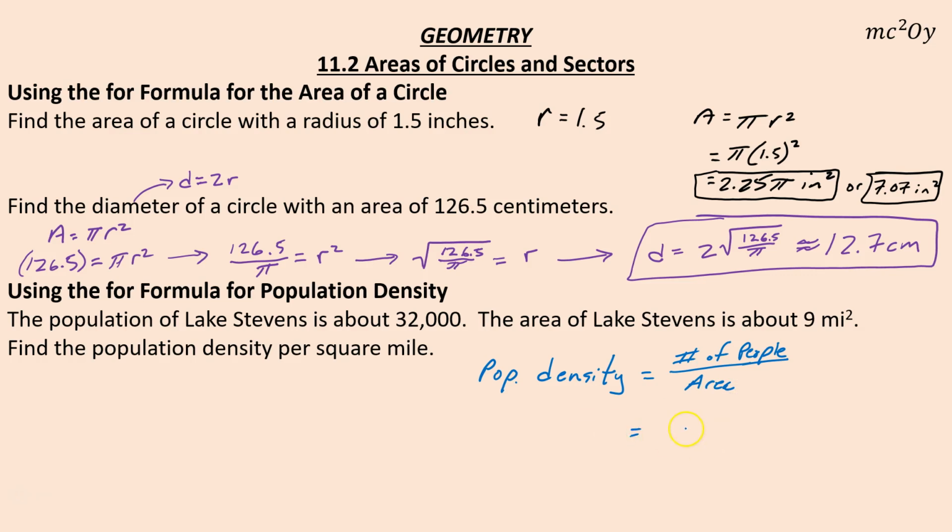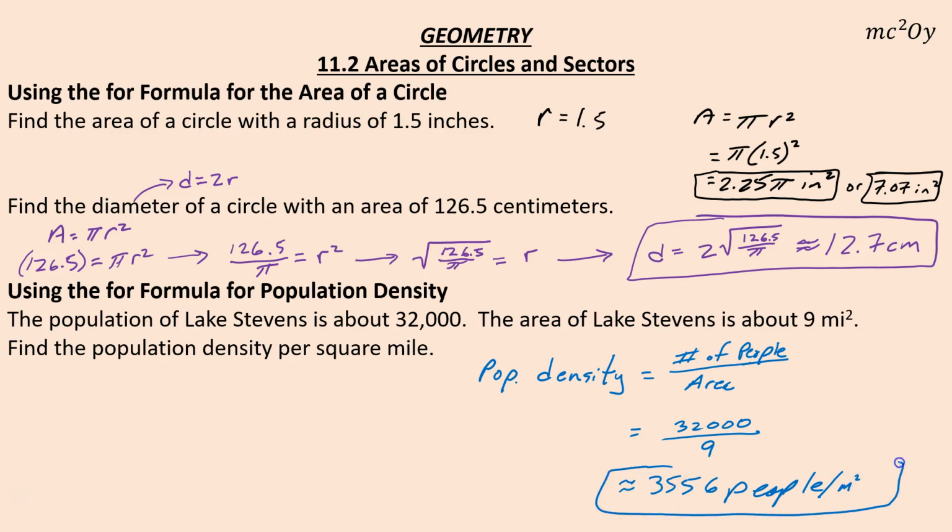Okay, so in this case, number of people, 32,000, divided by the area of 9. 32,000 divided by 9. Let's go to the nearest person here. That's going to give me approximately 3,556. I think it's 55.5 or something. People. And that's per square mile. Holy moly. That's a lot of people in a square mile.